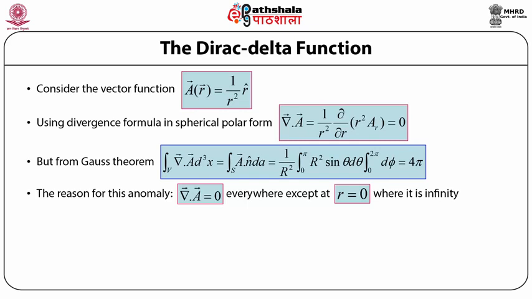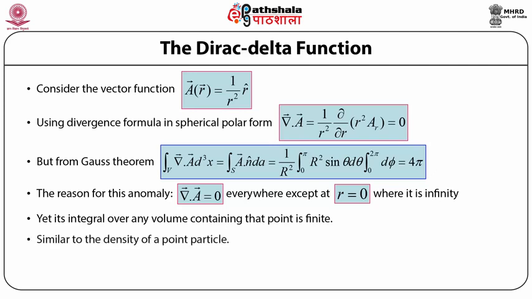And it's because of this that the integral over any volume which contains that point, at which the divergence of the vector function A goes to infinity, will always be finite. That means the volume integral of the divergence of such a function will always be finite. And this is similar to the density of a point particle. This leads to the definition of a function which we call the Dirac-delta function.